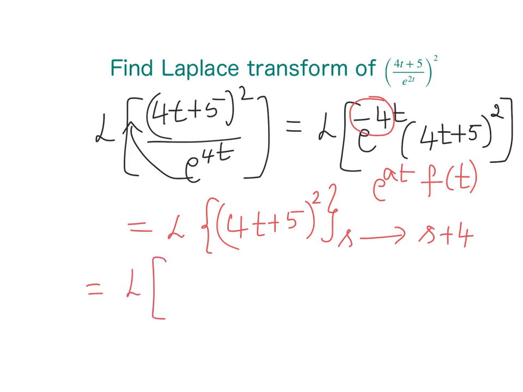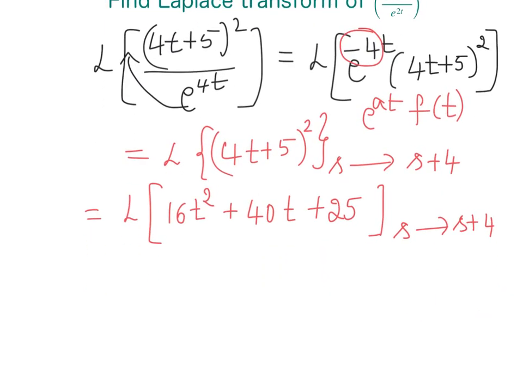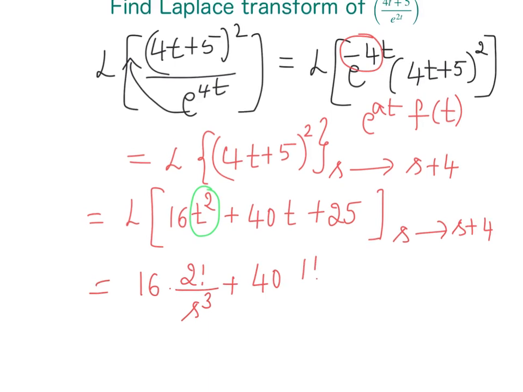So (4t plus 5) whole square can be written as 16t square plus 2 into 4 into 5, that is 40t, next 25, 5 square. So in this, we are writing the s shifting as s plus 4 later. Then it is 16 Laplace transform of t square, which is 2 factorial divided by s cube. Next, 40 Laplace transform of t, 1 factorial, because the power is 1 here, 1 factorial divided by s square.